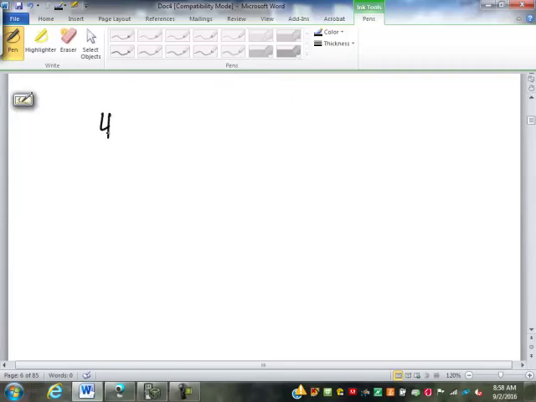So we might have something like 48/60. Looking at that, what's one thing you can see that we can divide both of those numbers by? 6. Yeah, they can both be divided by 6. 48 divided by 6 is 8. 60 divided by 6 is 10.